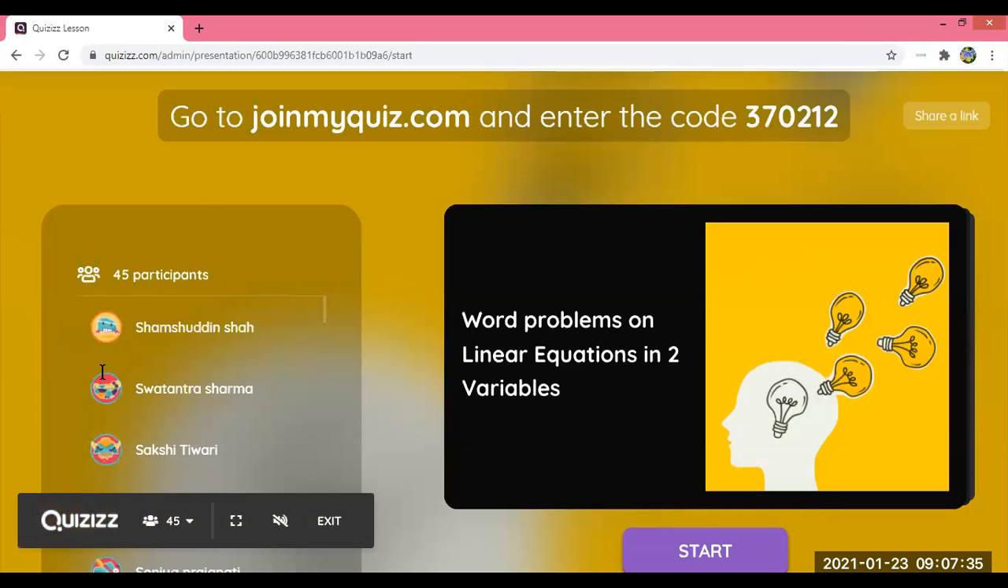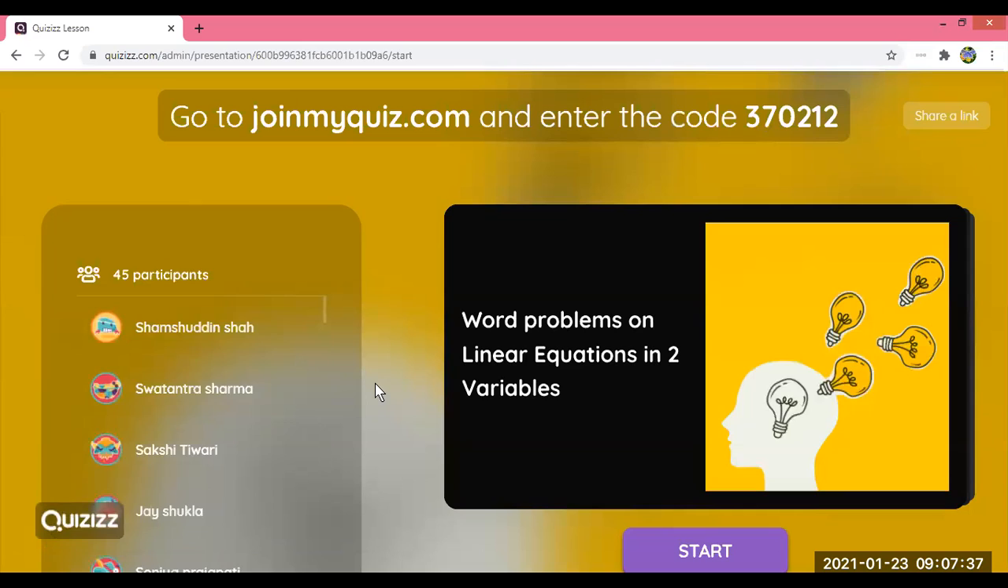Yes, so 45 participants are already there. Five more participants and then we quickly begin. Siddhi, Shamsuddin, Swatantra, Sakshi Tiwari. I remember these names. Nice to see you all again. Four more participants quickly.